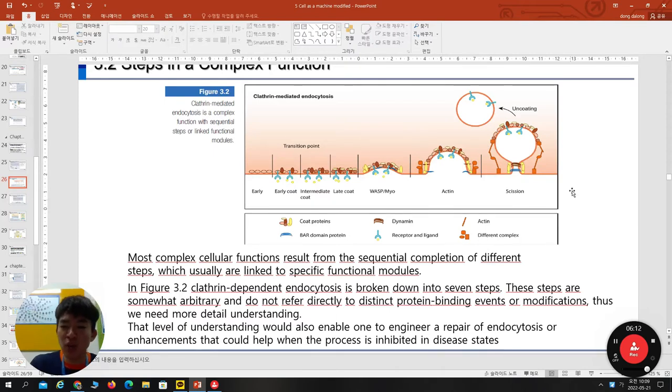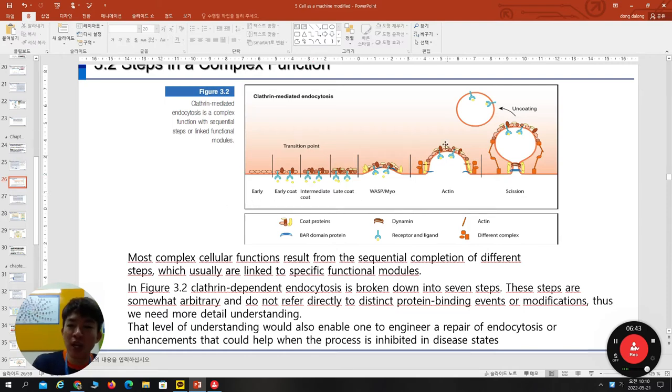So why do people want to understand these steps? Actually, these steps are divided by people, but in the cell, they are not divided. This is sequential, but for our understanding, we divide them. Okay, here, 7 steps. But this is a very continuous process, so how many steps there really are, we are not sure about. If we used very high resolution confocal or other high resolution methods, we could define many more steps, right? This is true.